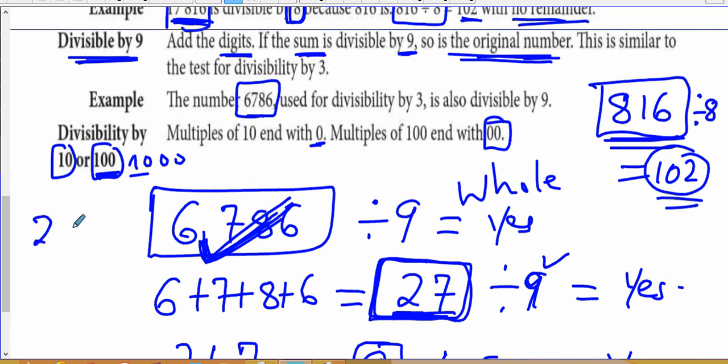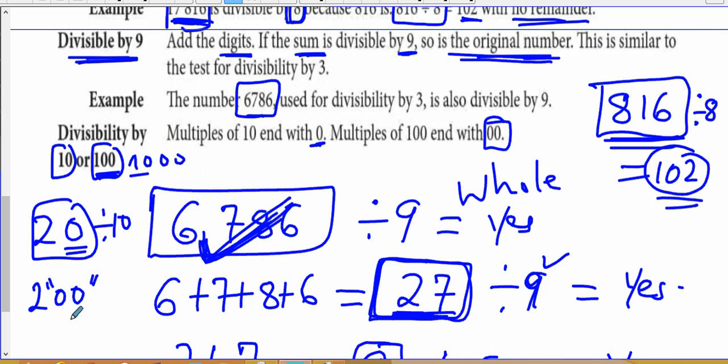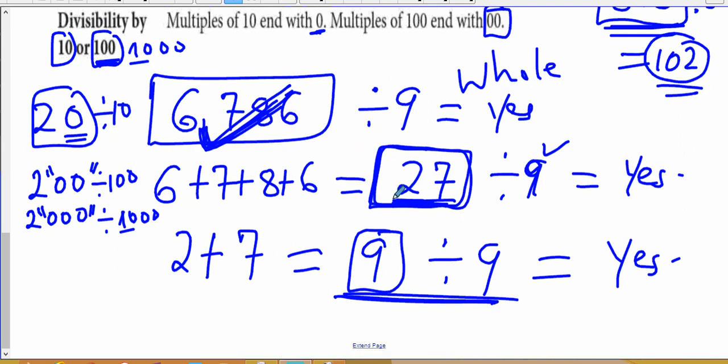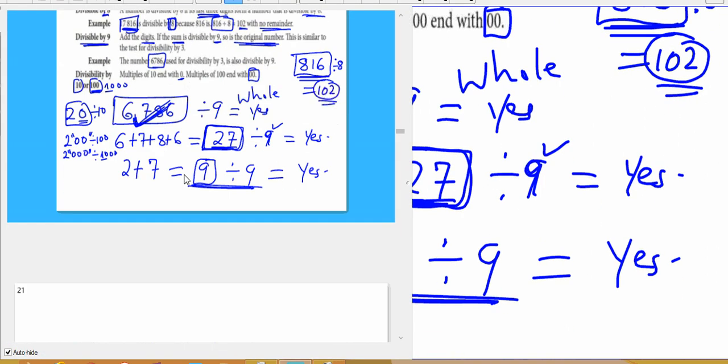For example, the number 20 is ending with one zero. So in that case, 20 is divisible by 10. Whereas 200 is a number that is ending with two zeros. So in that case, this number will be divisible by 100. How about 2000? The number 2000 is ending with three zeros. So in this case, this number will be divisible by 1000. I hope that helps. Now, let us go to the questions.